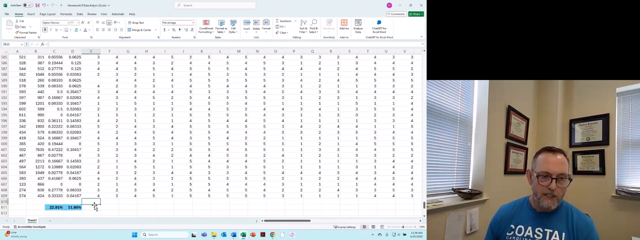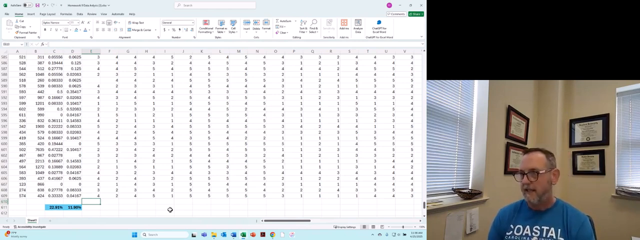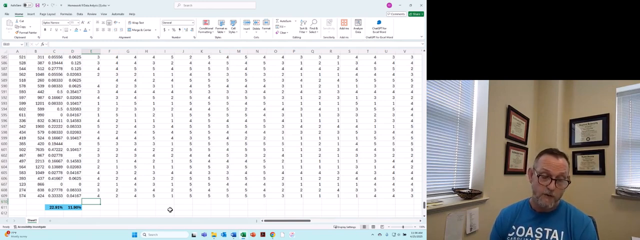We got 22.9% of the sample indicate that they own dupe brands, or people own 22.9% of the dupe brands that were listed, as opposed to 11.9% of the prestige brands that were owned.